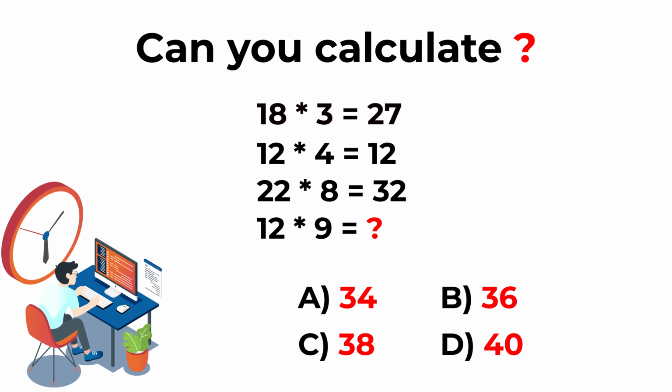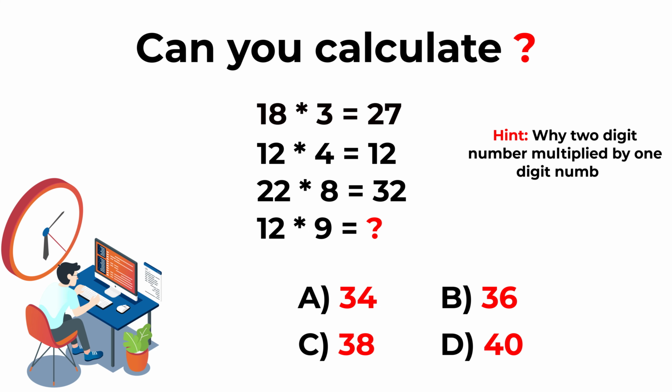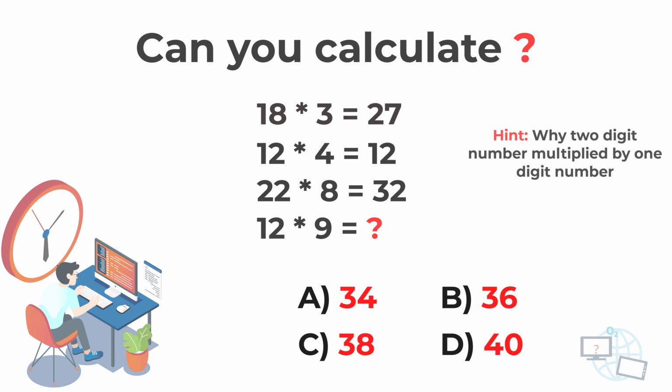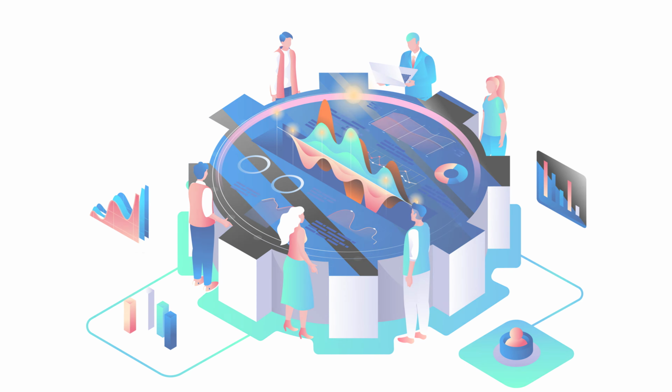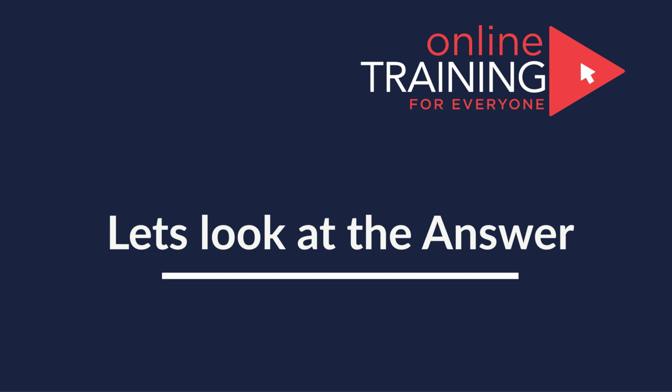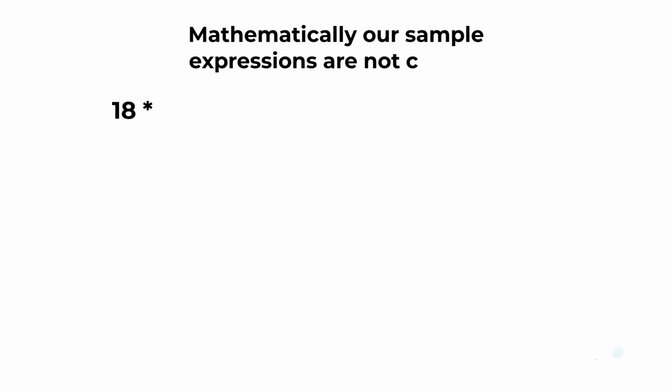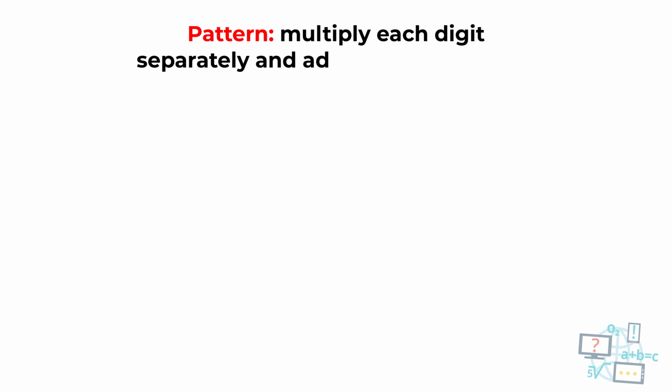I'm gonna give you a quick hint. Take a look and see why there are 2-digit number multiplied by 1-digit number. How can you make it work in your advantage? Let's go ahead, reveal the answer, and get to the correct solution together. Even though mathematically our sample expressions are not correct, for example, 18 by 3 is not equal 27, if you multiply each digit separately and add results together, you will get to the result you need.